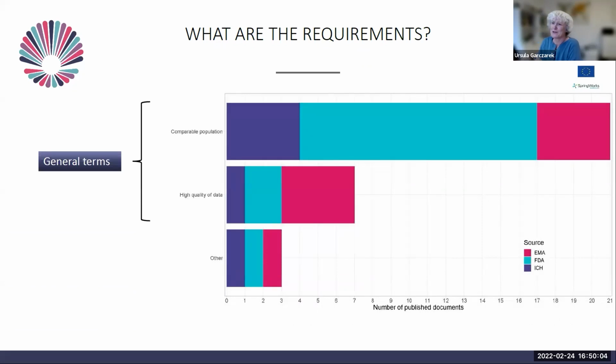So when we looked into the requirements, they are echoing what we have already said with the concerns. So the population must be comparable, and the data needs to be of high quality. And so traceability and standardization are quite important aspects for that. Next slide, please.